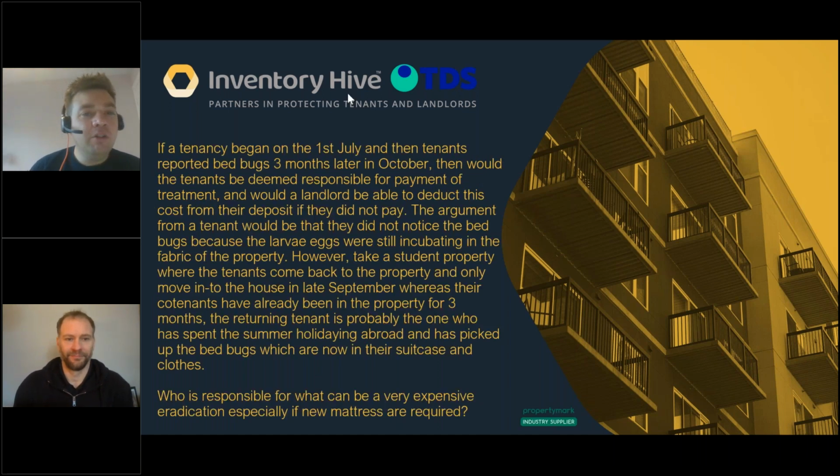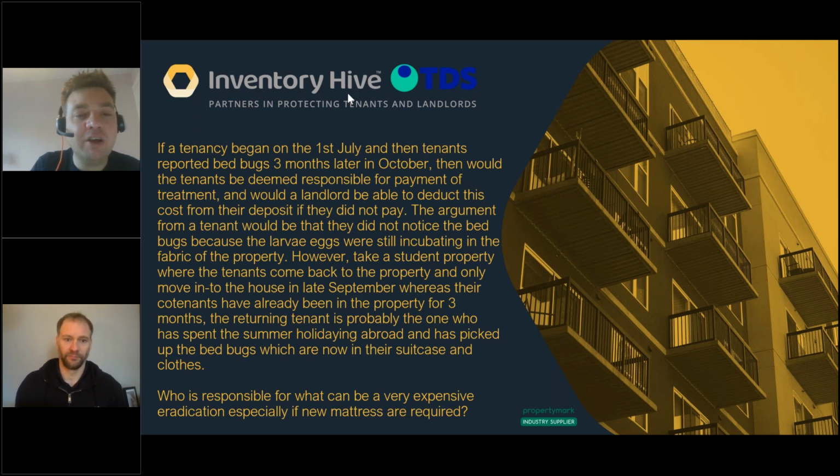If a tenancy began on the 1st of July and then tenants reported bed bugs, obviously bed bugs are quite a talking point in France at the moment. So onto bed bugs. If the tenant reported bed bugs 3 months later in October, would the tenants be deemed responsible for payment of treatment? And would the landlord be able to deduct the cost from their deposit if they did not pay? The argument from the tenant would be that they did not notice the bed bugs because the larvae and eggs were still incubating in the fabric of the property.